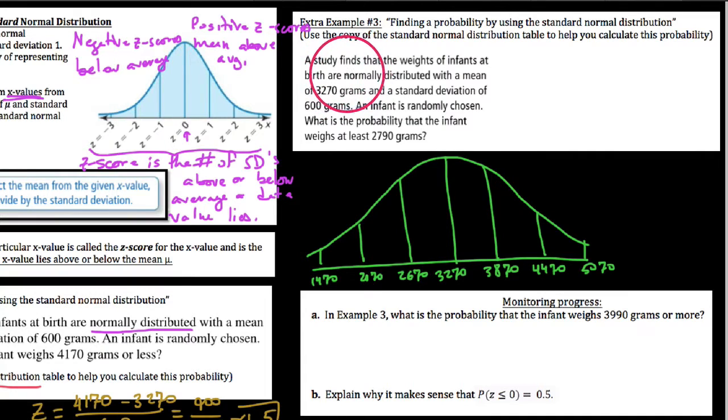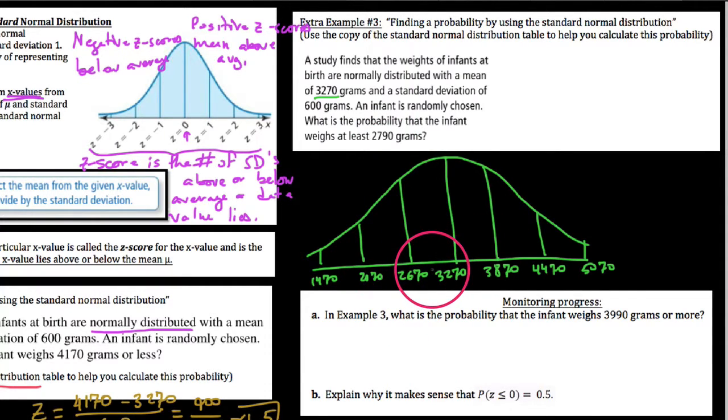So they say that, of course, a study finds that the weights of infants at birth are normally distributed with an average of 3,270 grams. So here's our average. And a standard deviation of 600 grams. It says an infant is randomly chosen. What is the probability that the infant weighs less than 2,790 grams? So you can see that 2,790 grams.